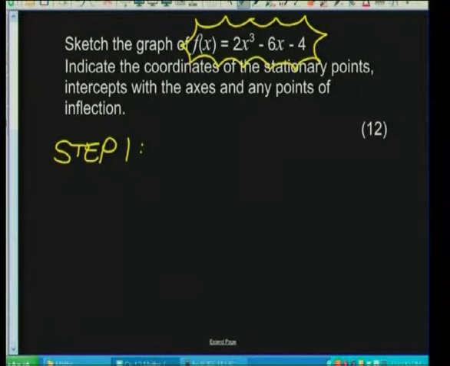Okay, what we are able to see from here is that this a value in front of our x cubed is positive. And because that's positive, I know that my cubic graph is going to be a positive shape. Okay, so we're just putting that there so that at the end, once we've sketched this graph, we can just go back and say, okay, yes, it's the correct shape. Okay, so step 1, we're establishing our shape.